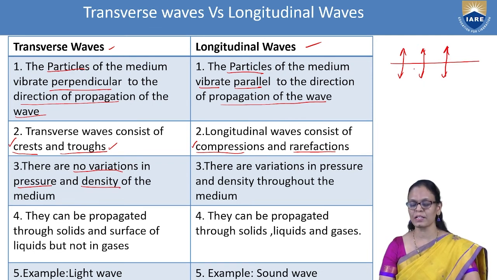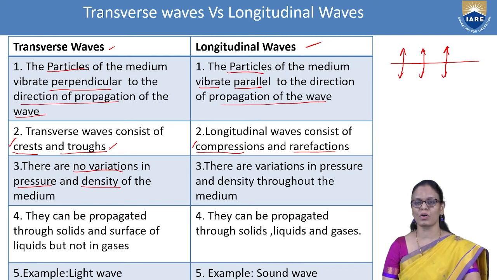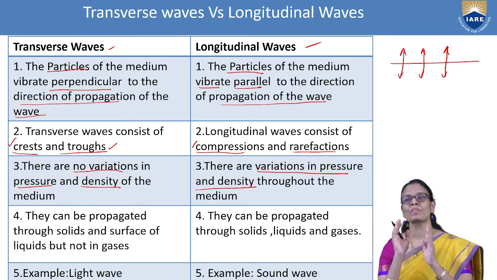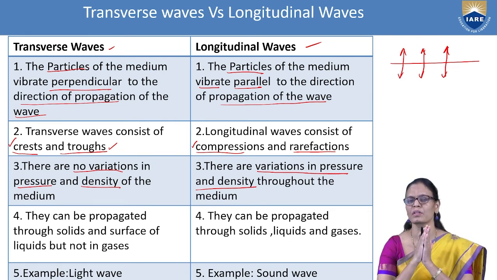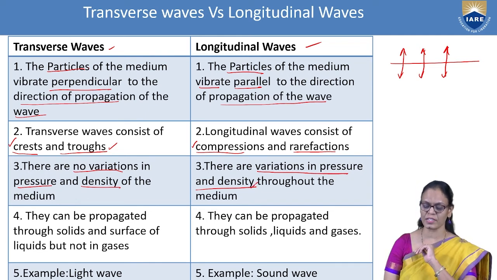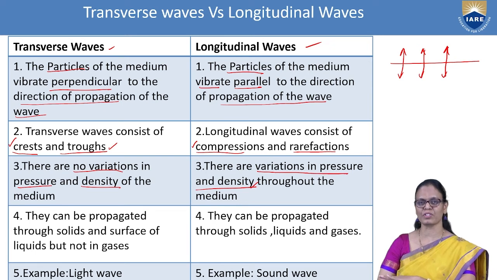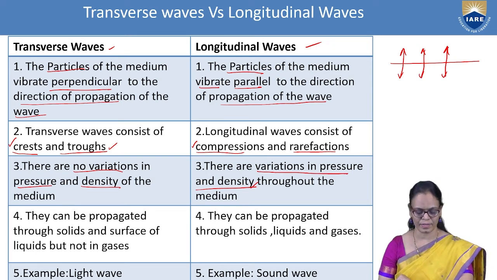So what happens here is there are no pressure or density differences in the medium through which the wave moves. But in case of longitudinal waves, there are variations in pressure and density. If you see, for example, at compressions, the density is more because the number of particles per unit volume is more. So there are variations in density. At compressions, the density is more, and at rarefactions, the density is less.